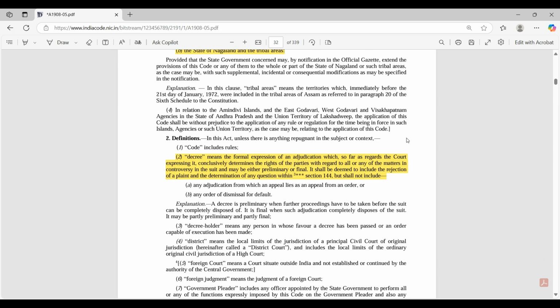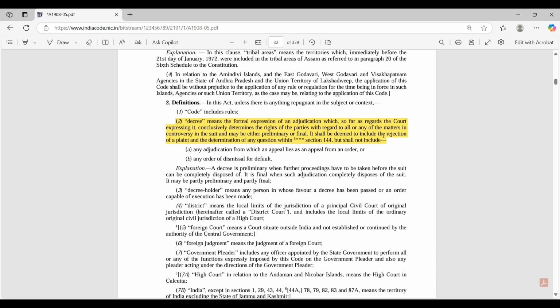Now, coming to section two, which deals with definitions. Definitions are very important. This could come in your examinations as well, but also you should know all the definitions. You have to be very thorough with the definitions, or else your basics won't be clear. Now, the section in the code itself includes rules, as we all know.